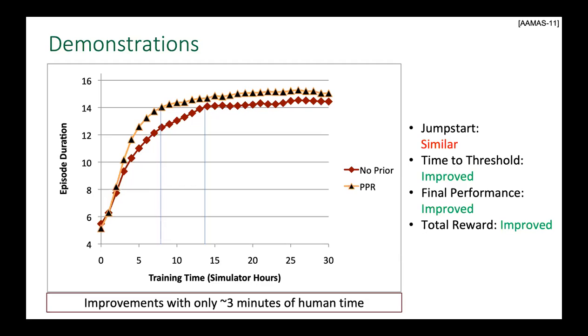So I'm saving more than 5 hours of training by just using 3 minutes of human time. So that's what I think is really exciting about human in the loop reinforcement learning, that with just a little bit of human bias, you can make huge improvements, huge savings in time, and still outperform that human.